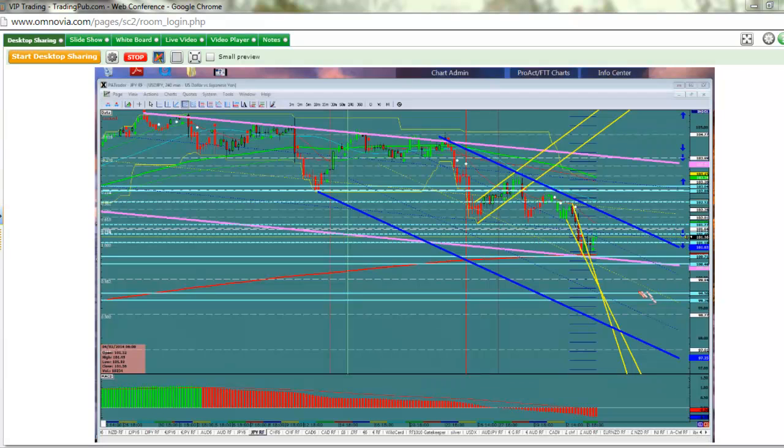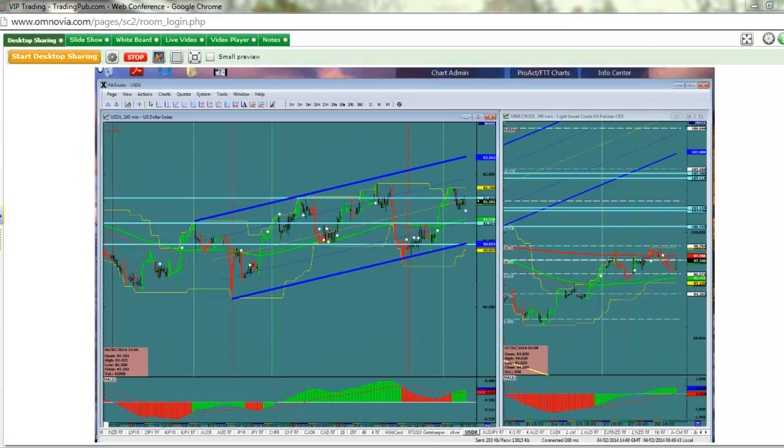But that means that they'll have to buy dollars this morning. So let's go look at the U.S. dollar index. What is the U.S. dollar index doing? Nothing. It's going flat.